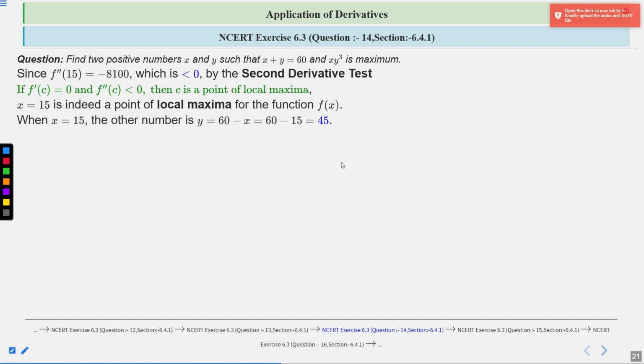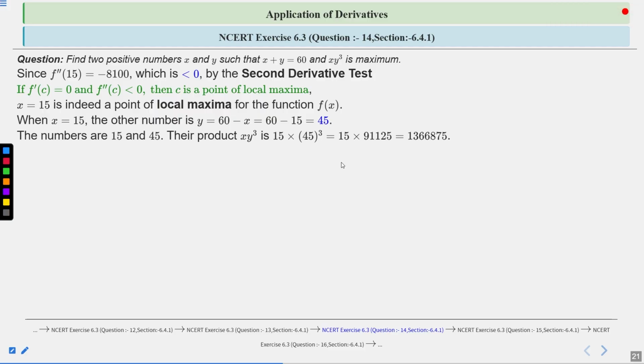When x equal to 15, the other number is y is equal to 60 minus x, which is equal to 60 minus 15, which is equal to 45, okay? So the numbers are 15 and 45. Their product xy cube is 15 into 45 whole cube, which is equal to 15 into 91125, which after solving you will get 1366875 is the right answer, okay? This is the maximum possible value for xy cube, okay?